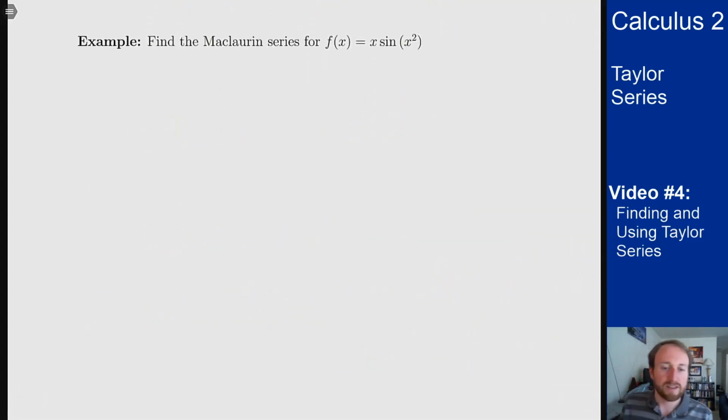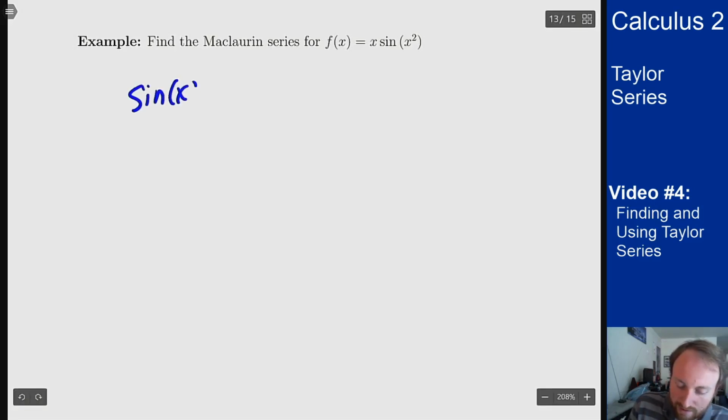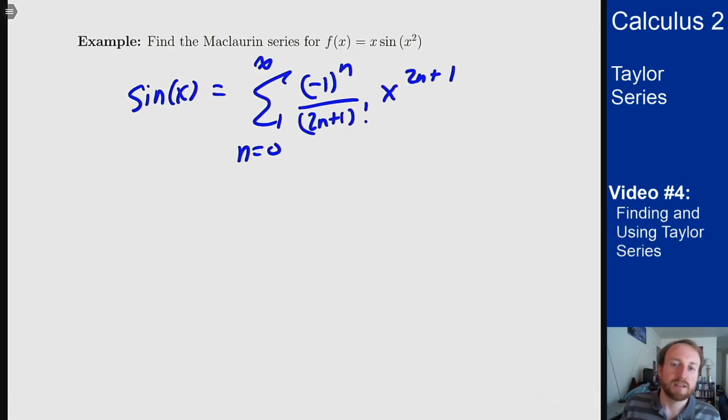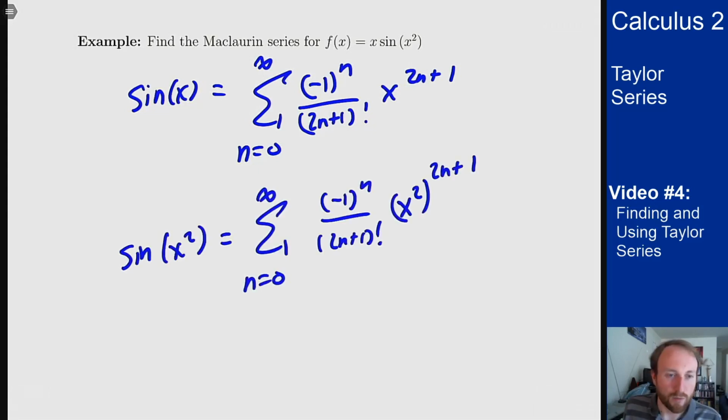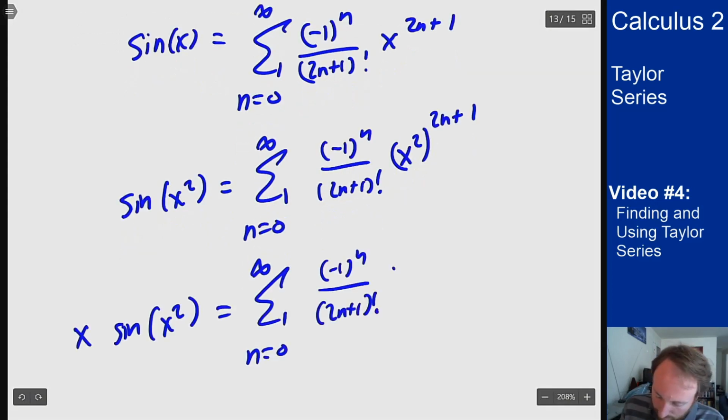As an example of this, let's find the Maclaurin series for f equals x sine of x squared. This is going to combine our multiplying by x and composing with known series rules. We know the series for sine of x is this one here. To get the series for sine of x squared, I just plug in x squared for x, and then multiply by one more x to get the final thing. This will become x to the 4n plus 2, and then plus one more gives me 4n plus 3.